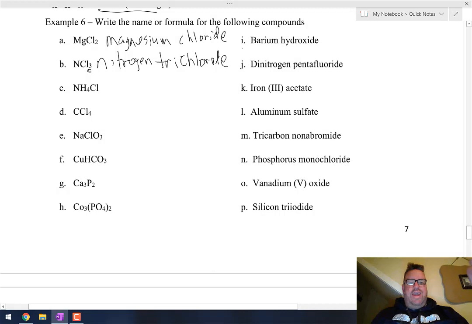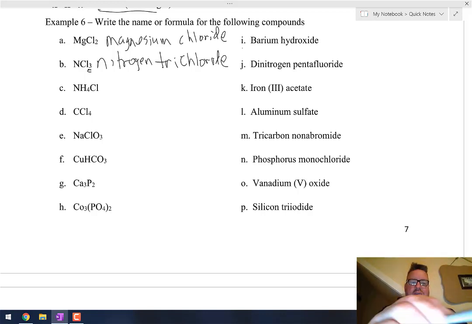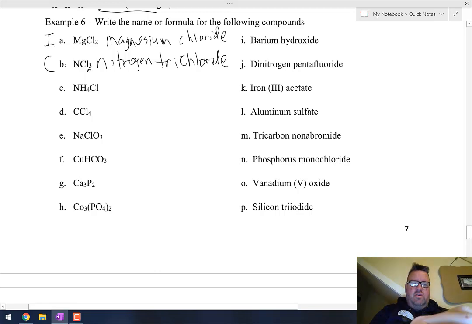So again, notice on A, I didn't use a prefix. I didn't put dichloride, but on the second one I did, because this one's ionic, this one's covalent. On ionic compounds, the reason that 2 is there is because magnesium has a +2 charge, and that +2 charge has to go down to the chlorine. So we don't need to say magnesium dichloride, because the 2 is there because of the charges, not because of some prefix. Whereas with nitrogen and chlorine, there are lots of different ways that nitrogen and chlorine can combine. So that's why we need that prefix there.